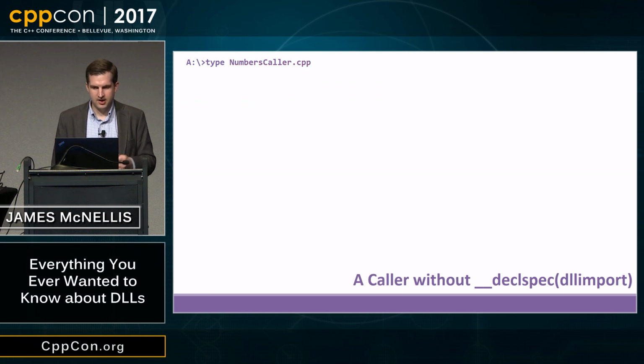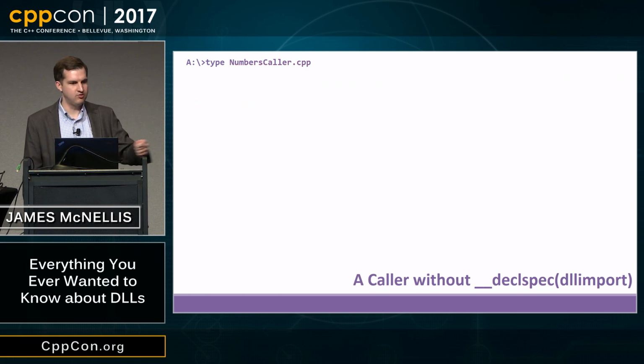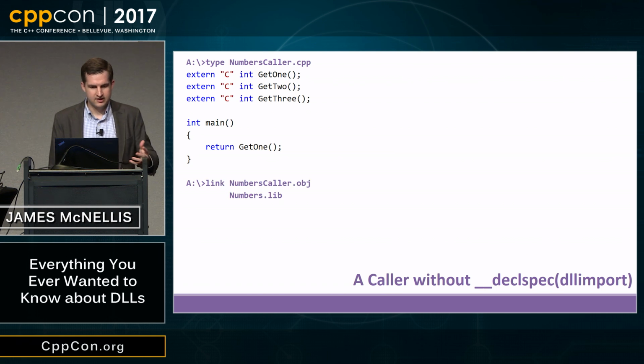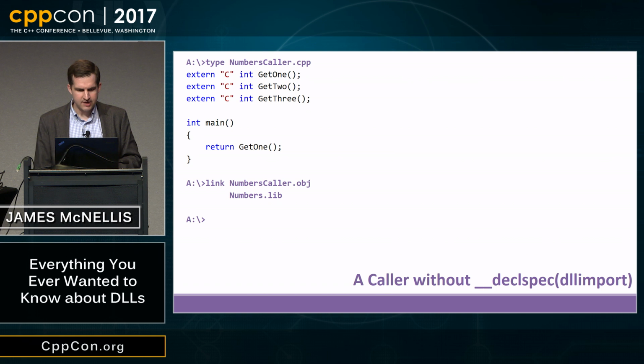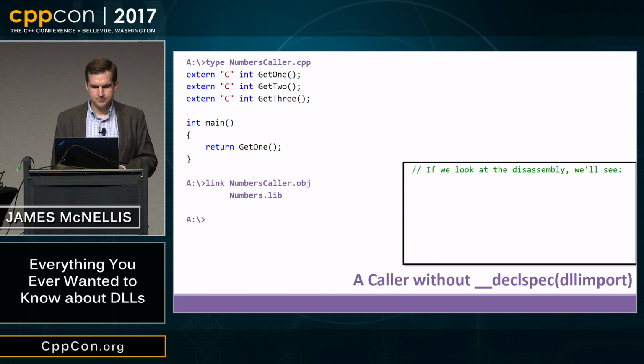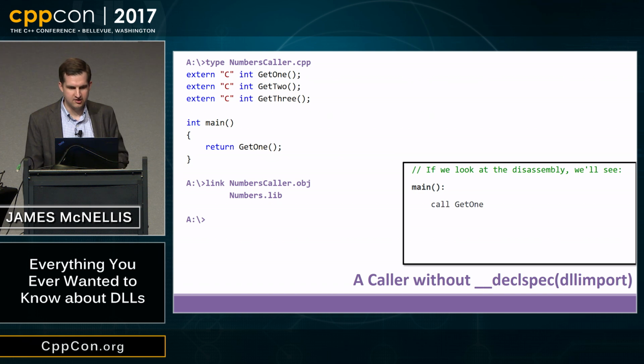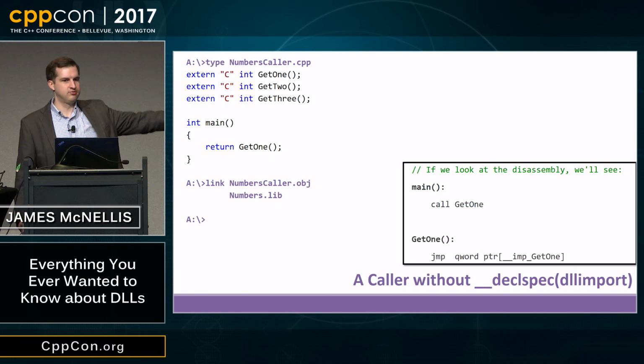So what does this do? First I'll look at a program that calls these imports without using __declspec(dllimport). So here's just a simple program. Our main function calls get1. There's no dllimport. We link this program with the import library. And if we look at what the main function ends up doing, it's just a call to get1 because it thinks, all right, this is just a function I need to call. And then get1 just jumps through that function pointer.